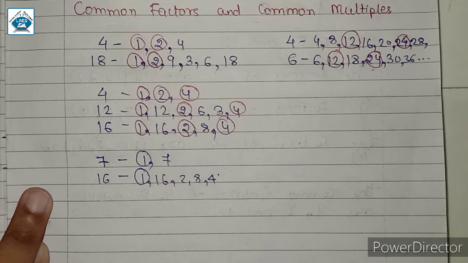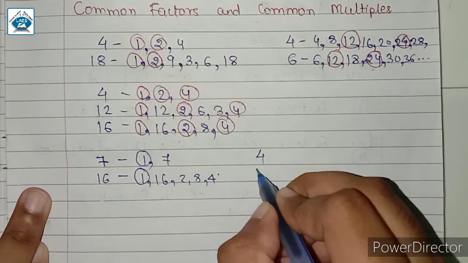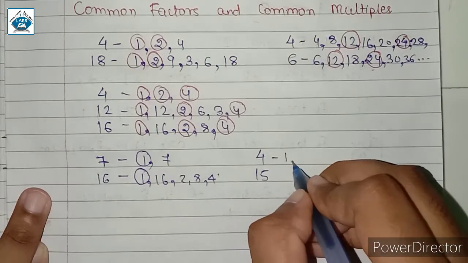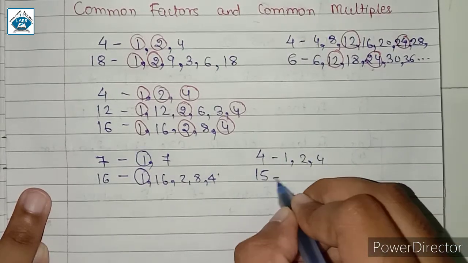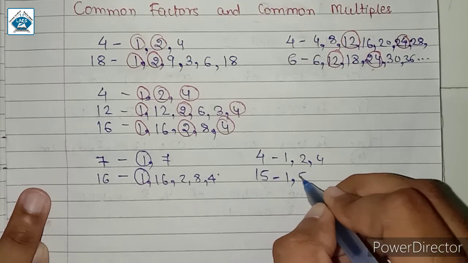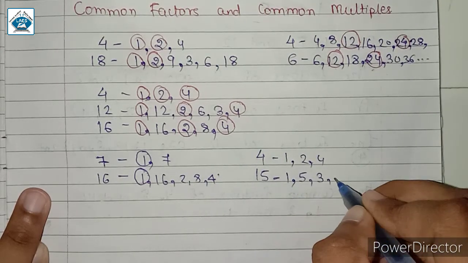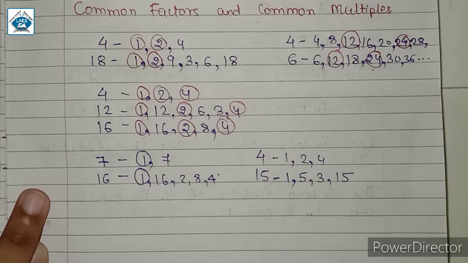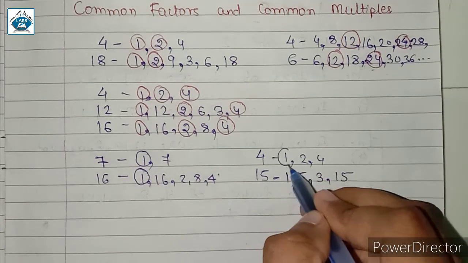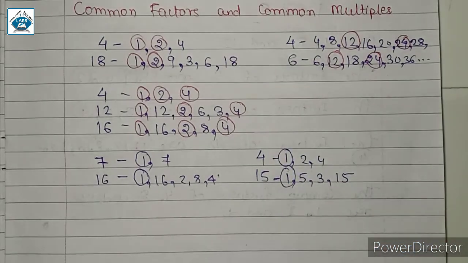It is 1. Similarly, consider the numbers 4 and 15. What are the factors of 4? Here we have written it already, it is 1, 2 and 4. And what are the factors of 15? It is 1, 5, 3 and 15. These are the factors of 15. Here also, when we have to find common factors, we get only one factor, which is 1.